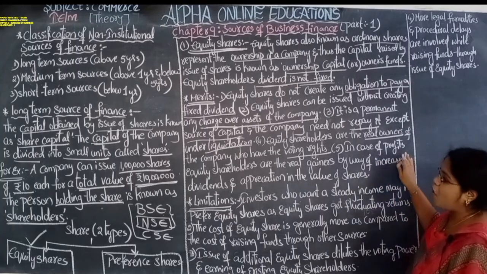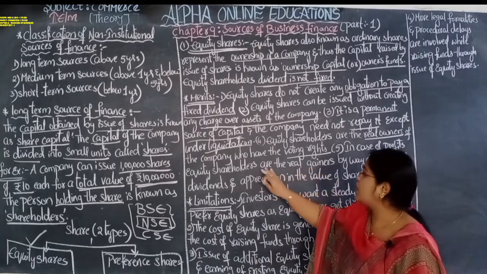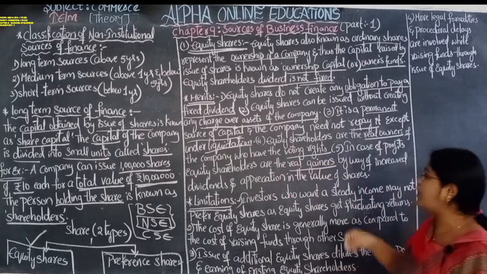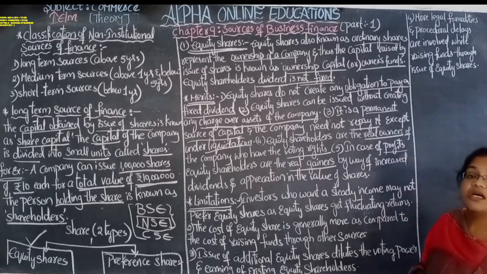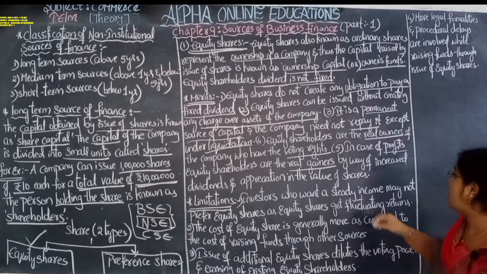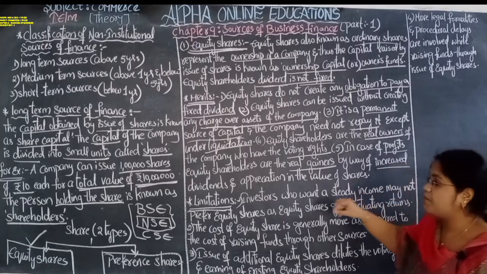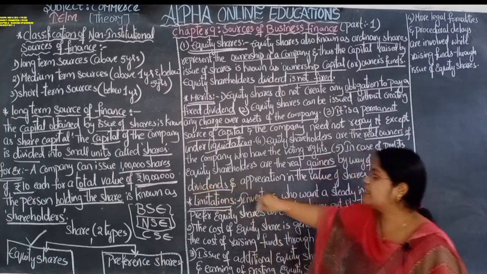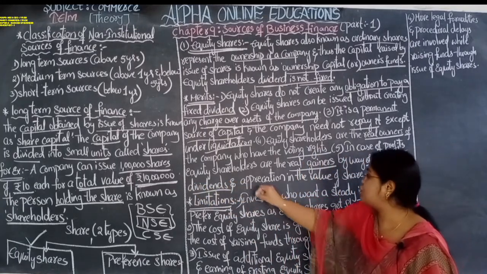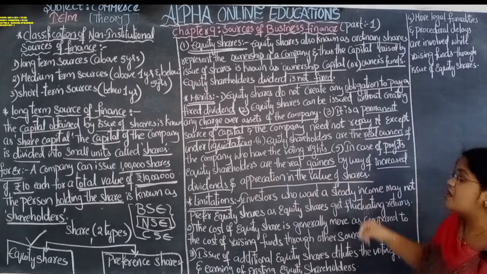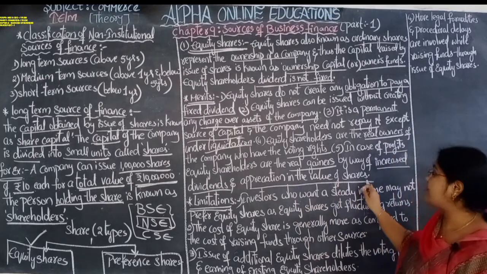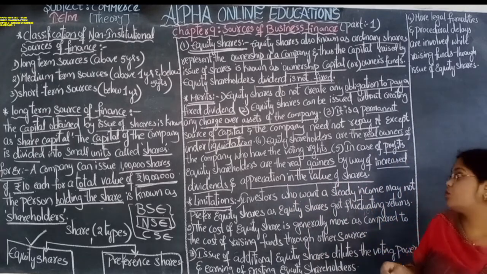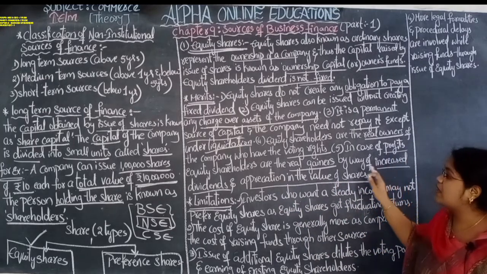In case of profits, equity shareholders are the real gainers. If there is more profit, then they will take a larger amount of profit as dividend by way of increased dividends and appreciation in the value of the shares. Appreciation means increase. The value of the share will also increase. So in this way they will gain.